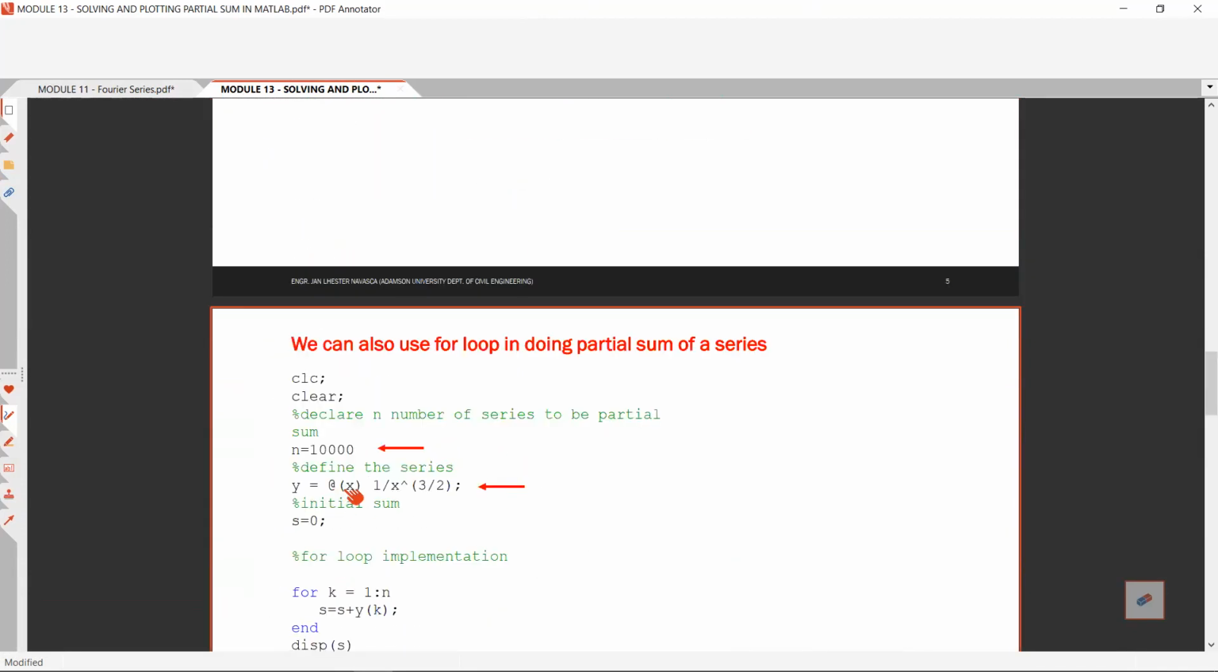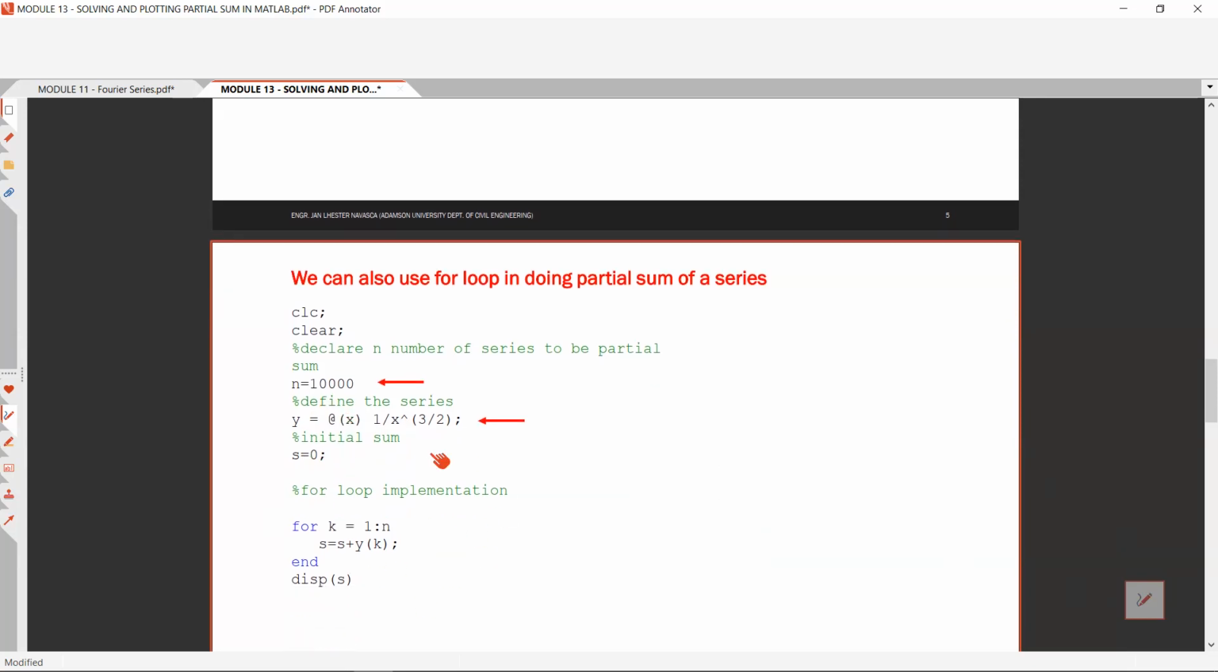Y at, pwede mong gawin tong k. So y at k, 1 over k raised to 3 halves. So pwede yon, or pwedeng y at x, 1 over x raised to 3 halves. So doesn't matter kung anong variable yung gamitin mo. Then you want to take your initial sum. So ito yung initial sum mo, syempre, s equals to 0.